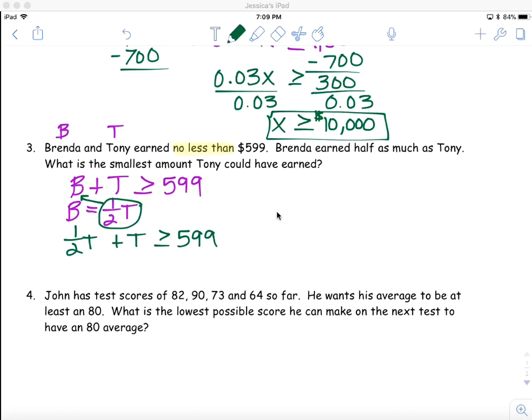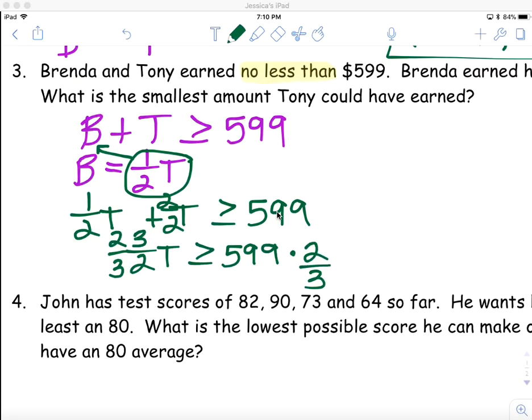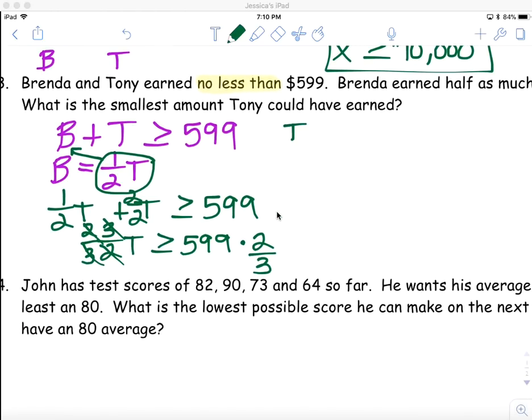Now, T is the same thing as 1T, which you can think of as 2 over 2T. So if I want to combine these, 1 over 2 plus 2 over 2 is 3 over 2T. Now I need to get rid of my fraction, and we've talked about this before. To get rid of a fraction, you're going to multiply both sides by the reciprocal. So I'm going to multiply the left side by 2 over 3, and I'm going to multiply the right side by 2 over 3. On the left, 2 over 2 and 3 over 3 cancel, and I'm left with T.